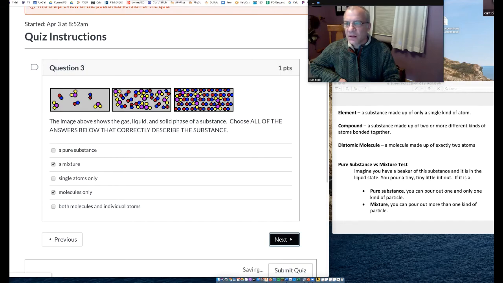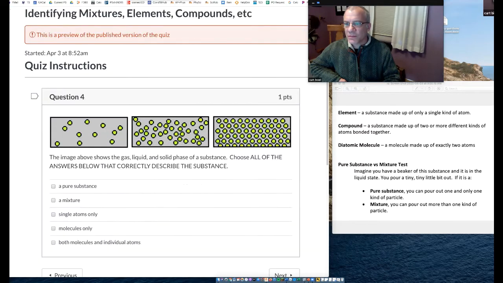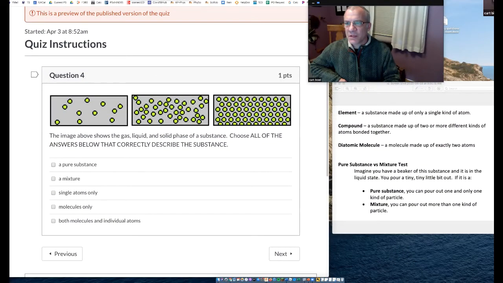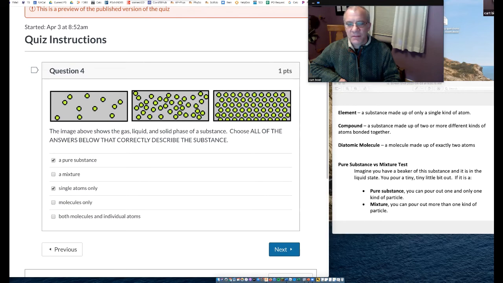Let's try question 4. Looks like what we have here is a substance that's made up of a single kind of atom. It's just whatever this green atom represents. So is it a pure substance? Yes. You could only pour one kind of particle out of this beaker. Is it single atoms only? Yes. And that's it. Let's try question 5.